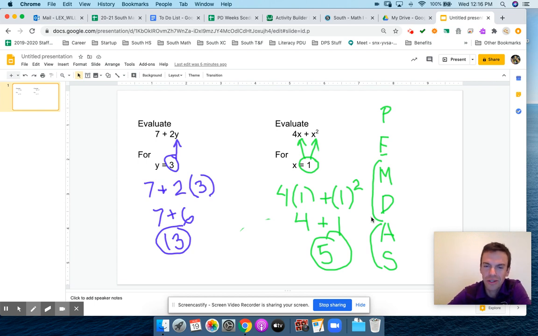All right, so now it's your turn to go evaluate some expressions and sort cards to whatever expressions are equivalent on the next slide.